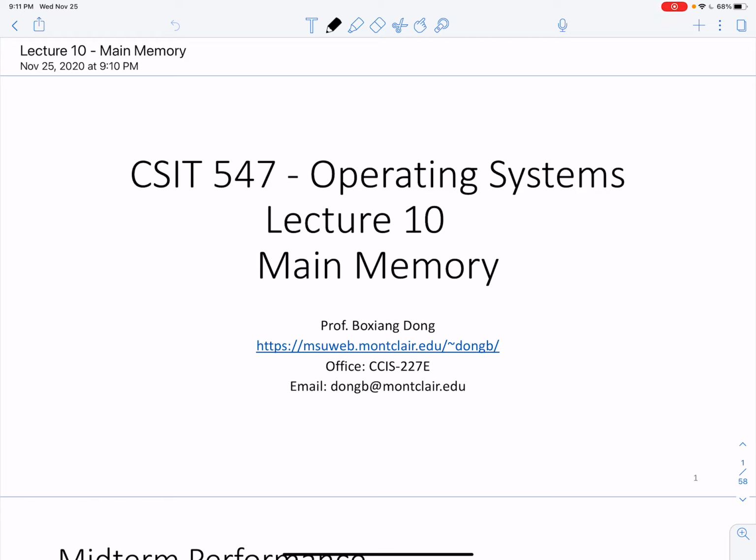So today I'm going to go over the topic of main memory. We're going to say goodbye to processes, and then we're going to spend 2 weeks with memory. This week I'm going to focus on main memory, and next week I'm going to focus on virtual memory, okay?